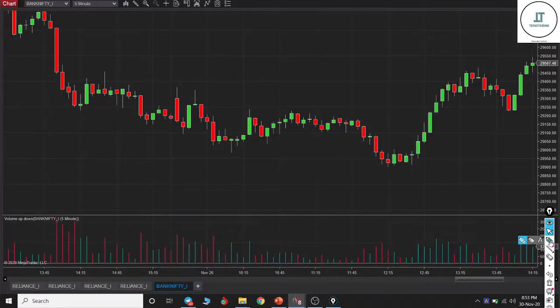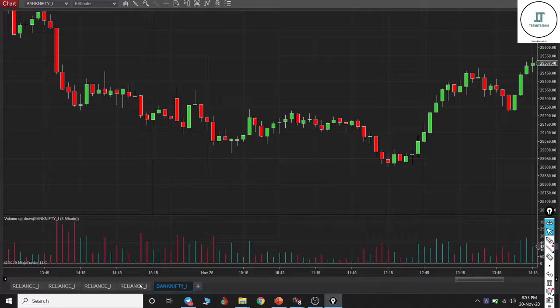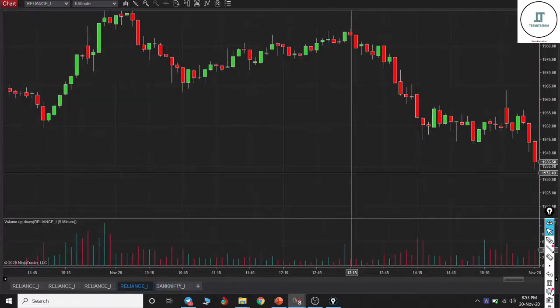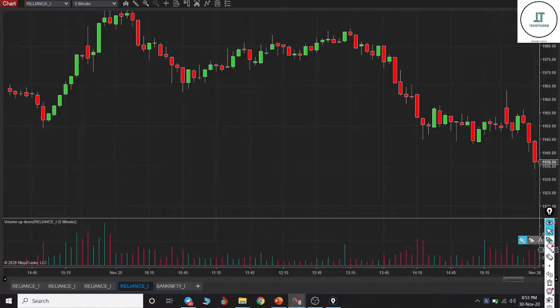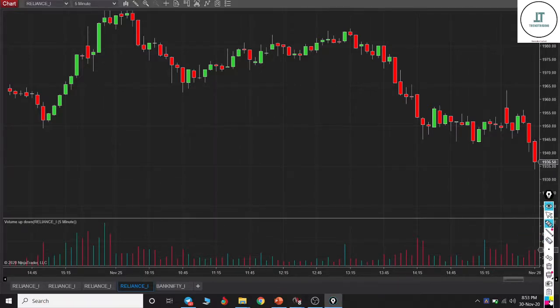So let's take a first example of a Reliance chart. I'm using a 5 minutes time frame. The same rule applies for every single time frame. It can be daily, monthly, weekly, or 30 minutes, 15 minutes. Everything, the rule will be the same.